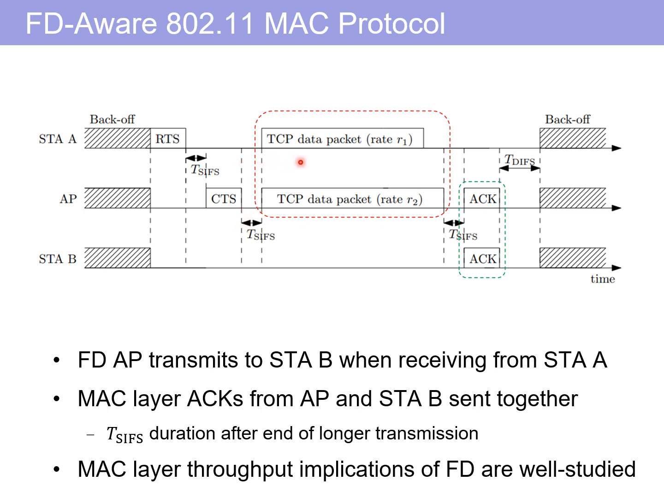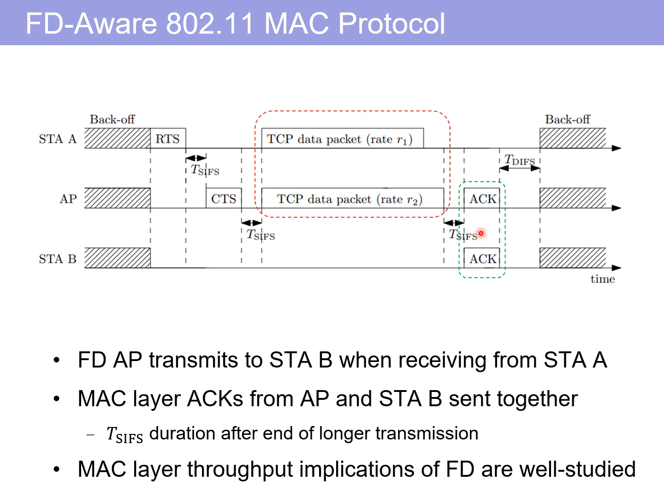After another SIFS duration, station A transmits its packet to the AP, which happens to be a TCP data packet that station A sends to the AP with rate R1. While receiving a packet from station A, the AP sends its own packet to another station, station B, at rate R2. After the SIFS duration, station B responds with a MAC layer ACK to the AP, acknowledging the successful reception of the AP's packet.